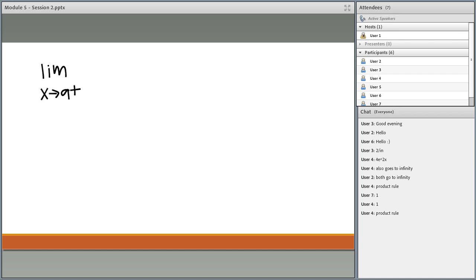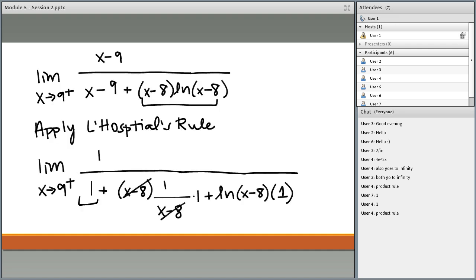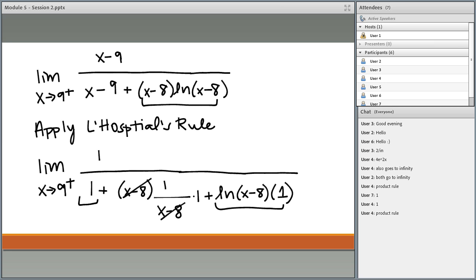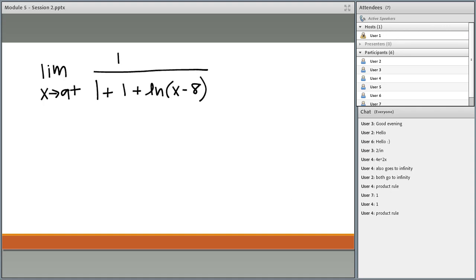So I have the limit as x approaches 9 from the right, and I have 1 over 1 from the derivative of x minus 9, so right there. And then the second term I'm left with a 1, so plus 1, and then plus the natural log of x minus 8. And that was our last term here. So I have 1 plus 1 plus the natural log of x minus 8. So now as I take the limit, I can do a direct substitution, because the natural log of 9 minus 8, I get 0, because the natural log of 1 is just 0. So I'm left with 1 over 2.